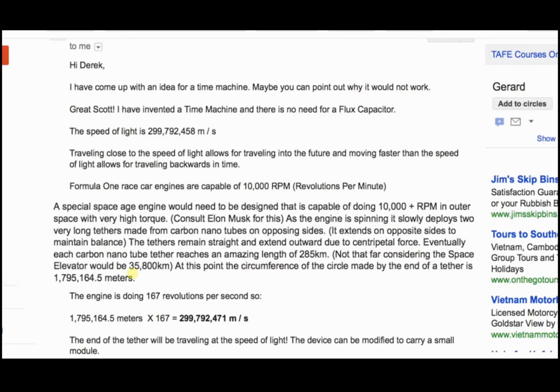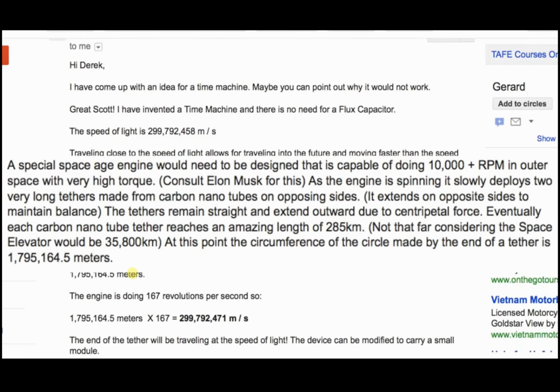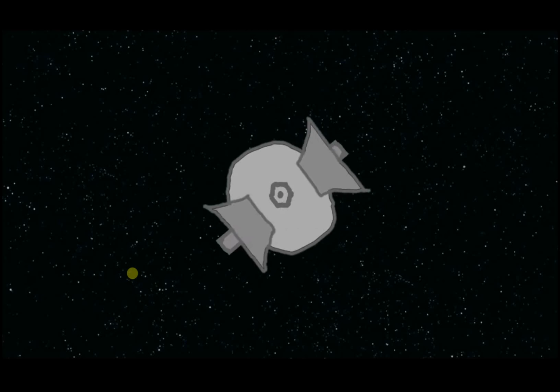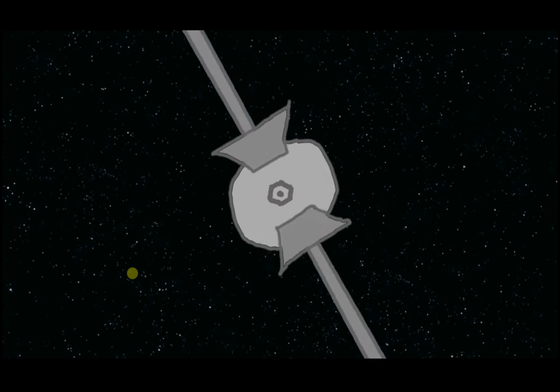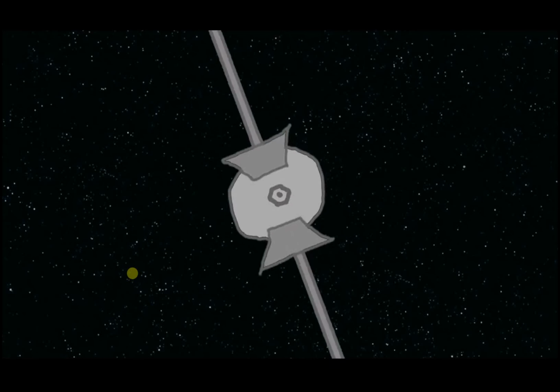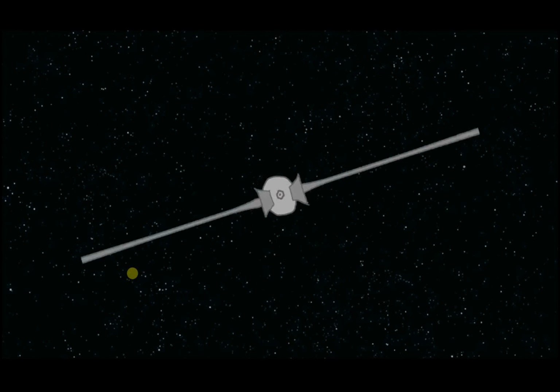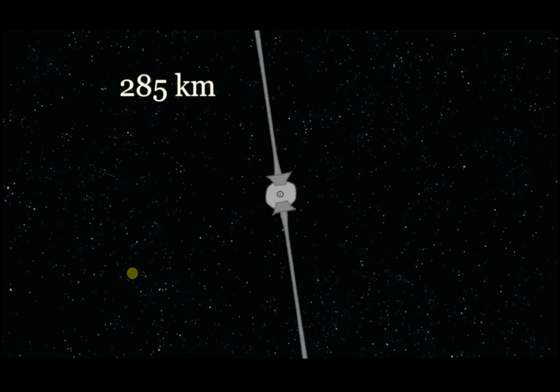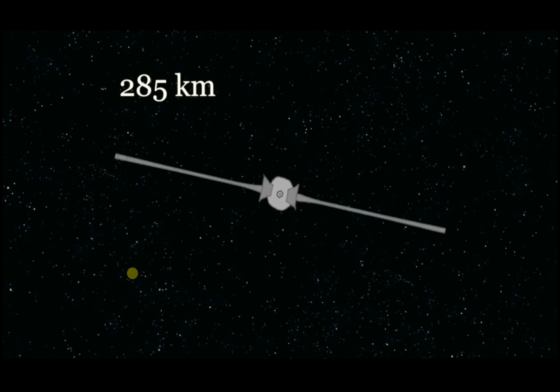Now this is a really sophisticated idea. Gerard writes, a very special space-age engine would need to be designed that is capable of doing 10,000 plus RPM in outer space with very high torque. Consult Elon Musk for this. As the engine is spinning, it slowly deploys two very long tethers made from carbon nanotubes on opposing sides. Eventually, each carbon nanotube tether reaches an amazing length of 285 kilometers. At this point, the end of the tether will be traveling at the speed of light. Can you point out some reasons as to why it would not work?